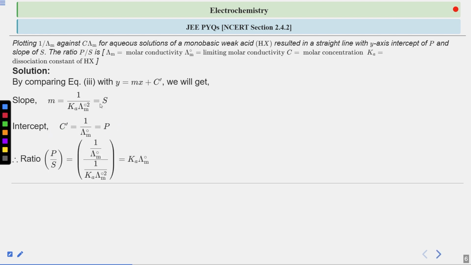Now what you have to find out in the question is the ratio of P by S, that is the ratio of intercept to the slope. So P by S will be 1 by lambda naught m upon 1 upon Ka lambda m naught square. So this will go here and this will go here in the numerator, right? So when you write it as Ka lambda m naught whole square upon lambda m naught, one lambda m naught will cancel out with another lambda m naught present in the numerator, and the remaining thing is Ka times lambda m naught, right? So this will be the ratio, and this will be our correct answer.